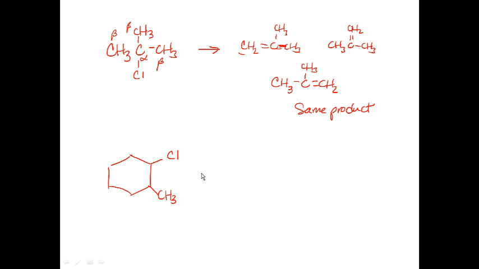And say I want to do E1 elimination on 1-chloro-2-methyl cyclohexane. Can you write the two possible products of this reaction and then tell me what the major product of the reaction is? If you think you can do that, then go ahead and stop the video and try it. If you don't, then let's start with a mechanism. And let's break the C-Cl bond.